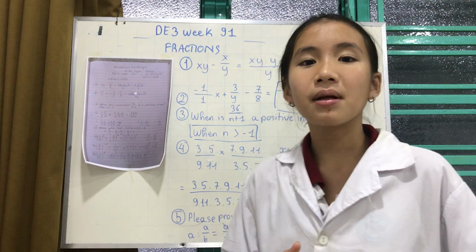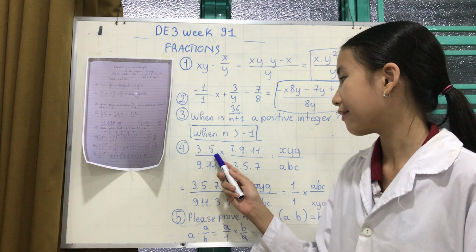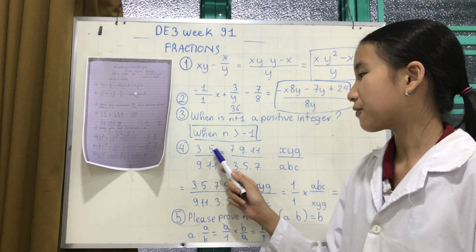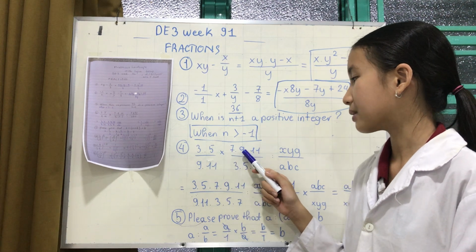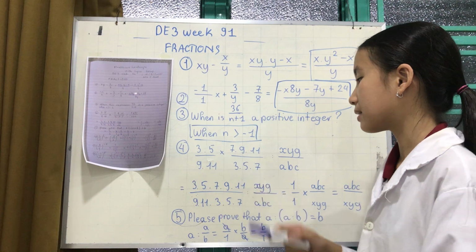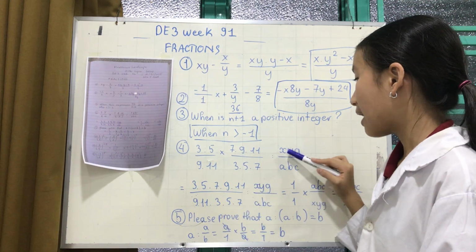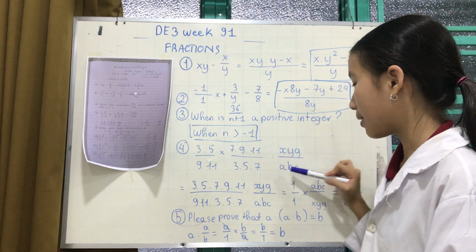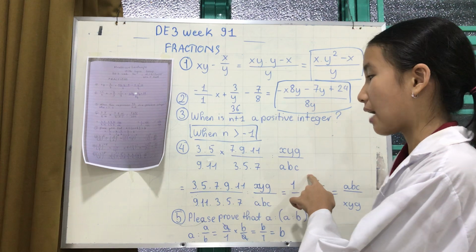Next, for problem number 4. Problem number 4 is 3 times 5 over 9 times 11 plus 7 times 9 times 11 over 3 times 5 times 7 divided by xyg over abc. So that is the problem that I have to solve.